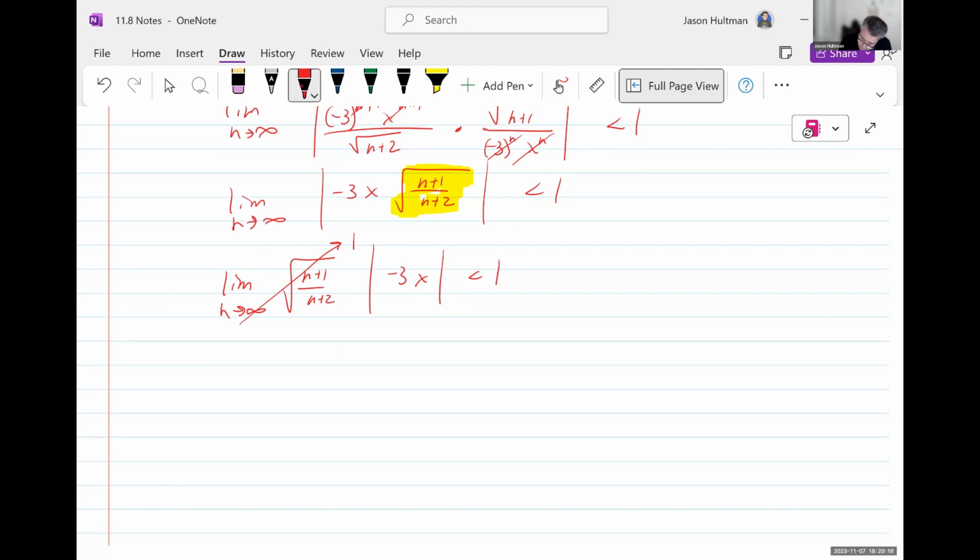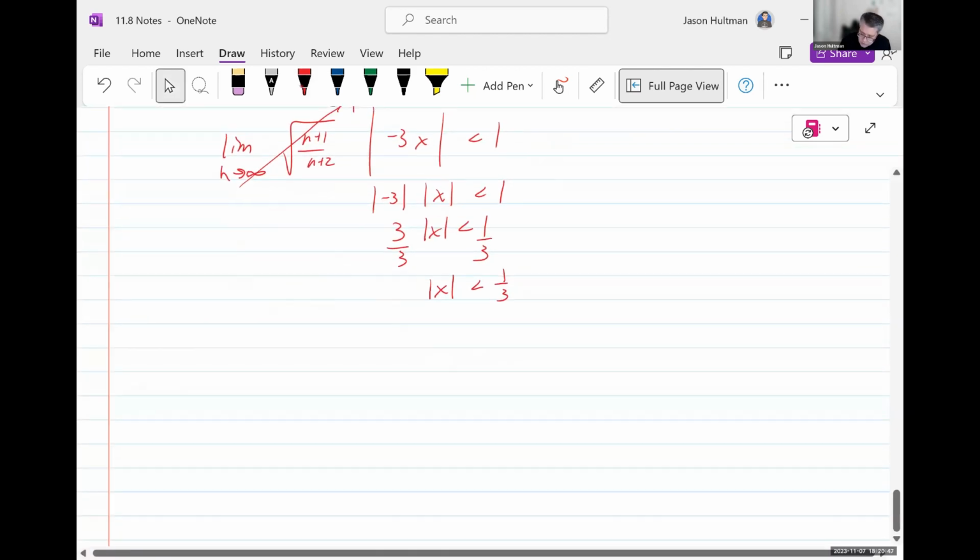Okay. And so we're just really left with the absolute value of negative 3x. Well, again, I can split this up: absolute value of negative 3 times the absolute value of x is less than 1. Okay, and so this is going to be 3 times the absolute value of x is less than 1. Divide by 3, and we get absolute value of x is less than 1/3.